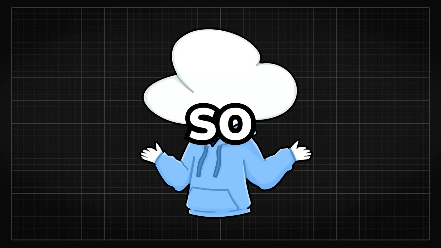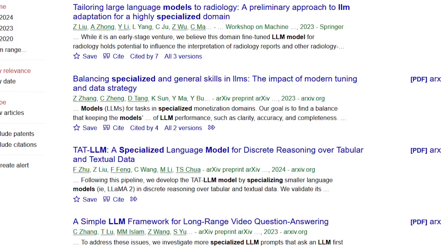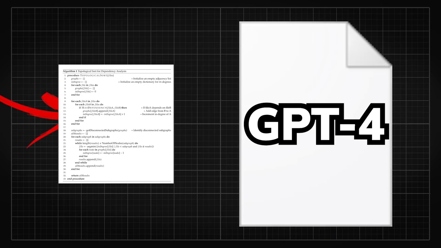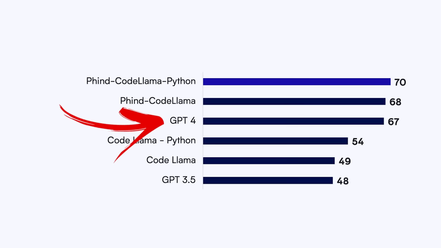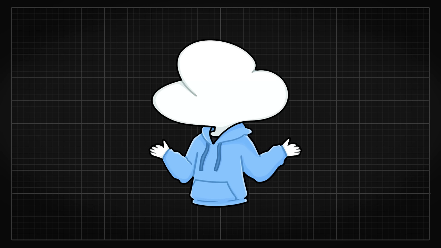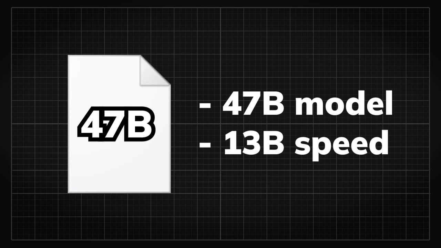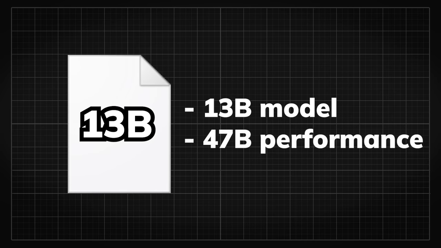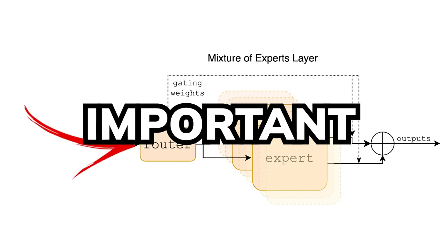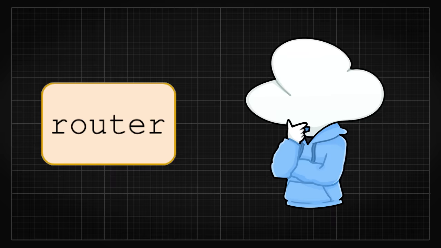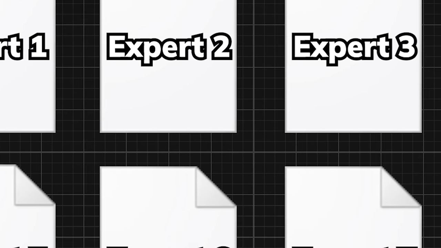But how can it be so good? Well, a reason might be that a lot of research has already proven that smaller models focused on a specific topic outperform a larger model that is more generalized. So you can kind of interpret Mixtral-8x7B in 2 ways. It is a 47B model but with 13B model speed, or a 13B model that has the performance of a 47B model, which makes the router extremely important here because it has to choose the right model that would generate the best results. How does this router know which expert to choose then?